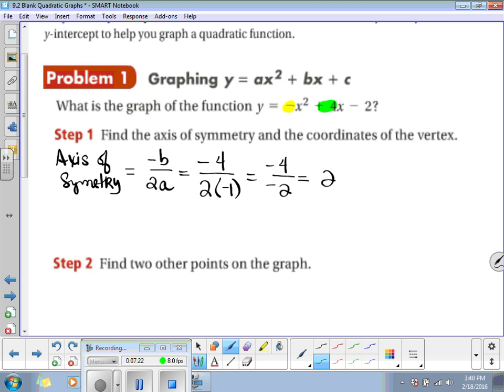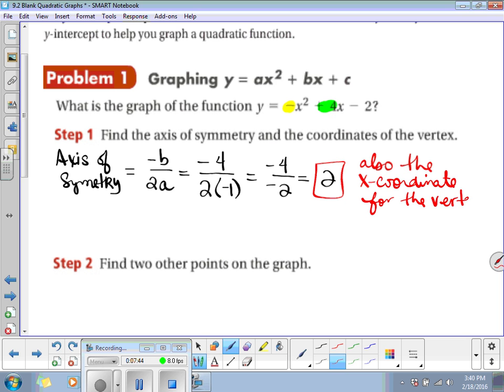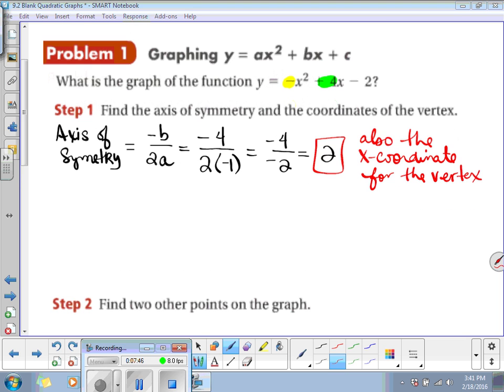But it's also what? The x for the vertex. Very good. So this is also the x-coordinate for the vertex. Now we have the x for the vertex. In order to find the y for the vertex, what am I going to do? We're going to substitute that x back into the equation.